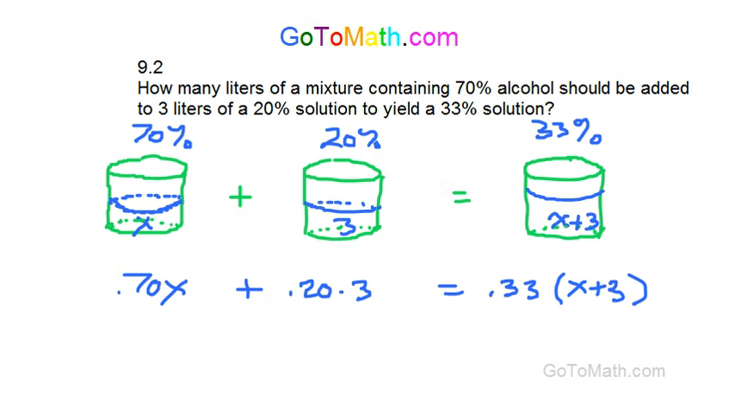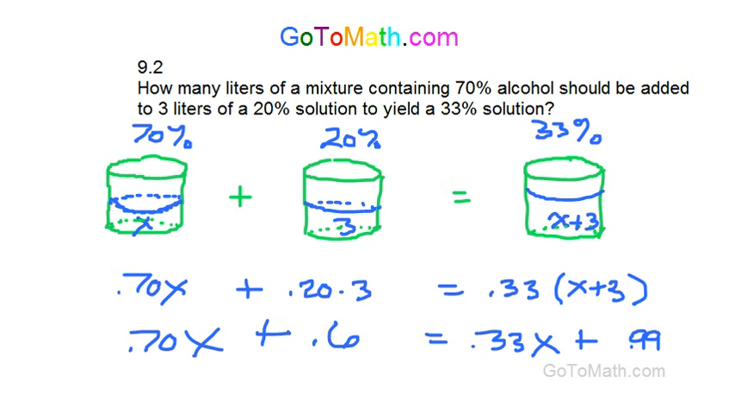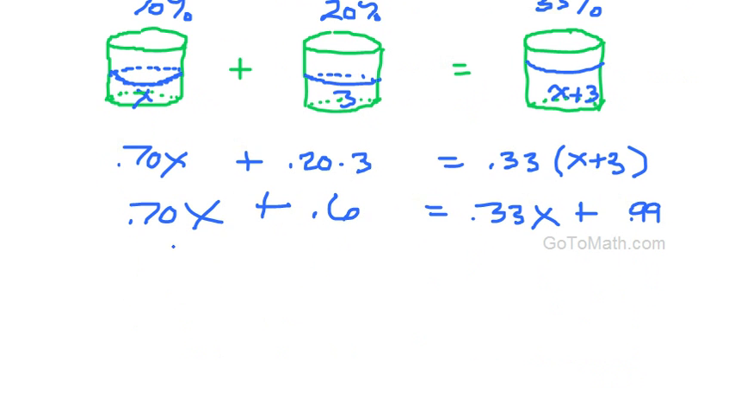So it's really important that we draw a picture. It really helps out a lot. Take my word for it. Okay, I've worked lots of math problems, and if I can draw a picture of the situation, I'm going to. Let's go ahead and distribute this 0.33 across. So we have 0.33x plus, and then 0.33 times 3 is going to give us 0.99. Right, 0.99.